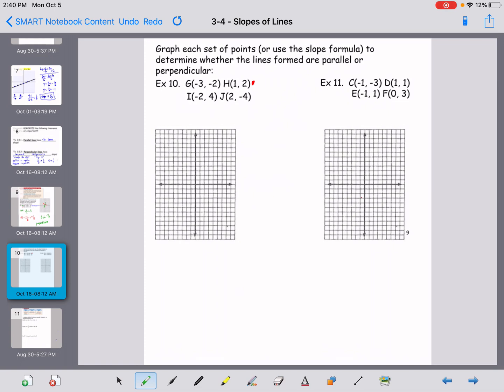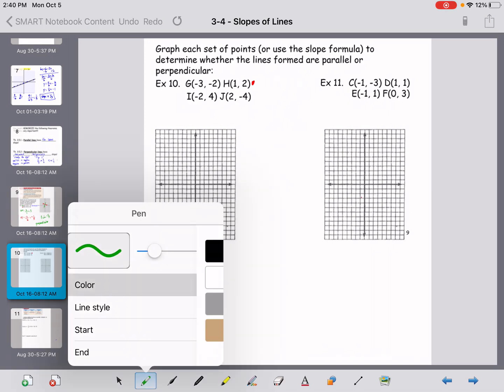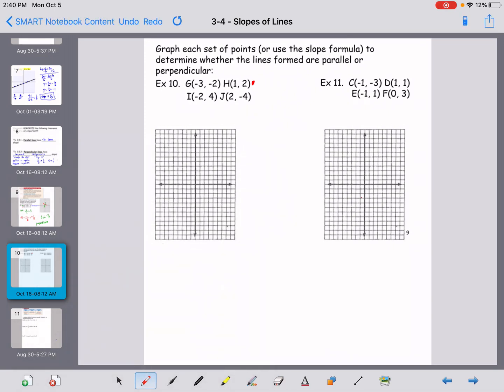So let's go with the next one. GH. I want to go -3, -2. And H is 1, 2. Now let's look at the slope here. 1, 2, 3, 4 over 4. And that's going to give me a 1.